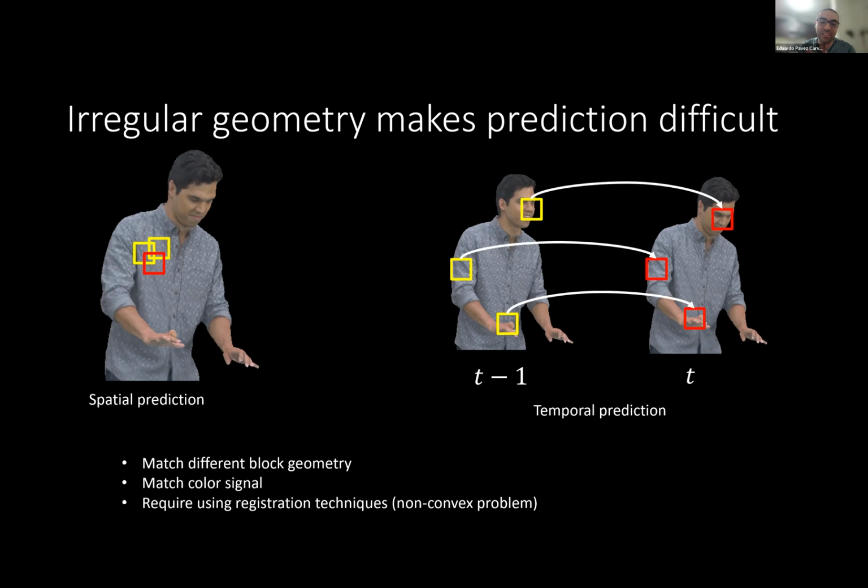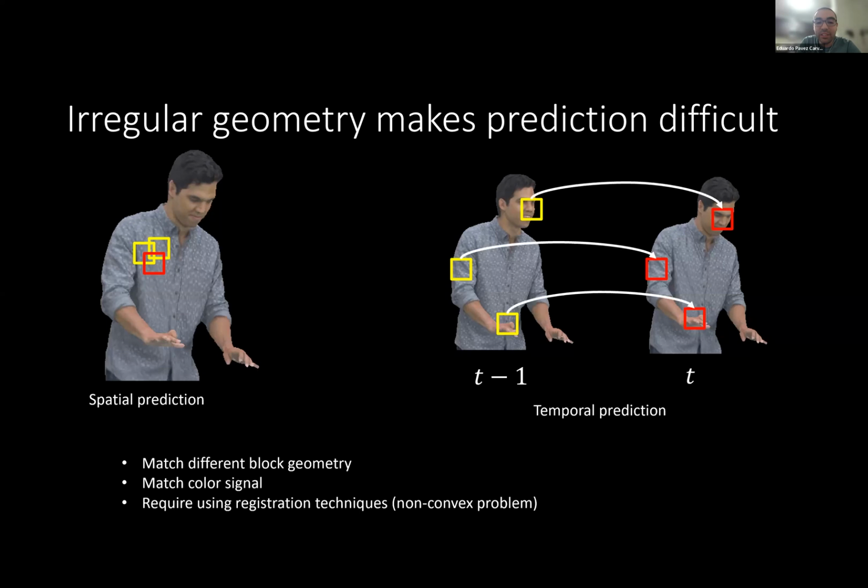So the way to do this is using what's called point registration techniques, which solve non-convex problems. They're basically very iterative algorithms that can get stuck in local minima and have lots of problems. So though this can be done, it's very challenging and has very high complexity. Okay. So what I'm basically saying is that we shouldn't do this type of prediction.